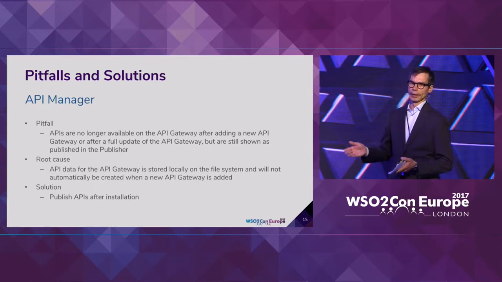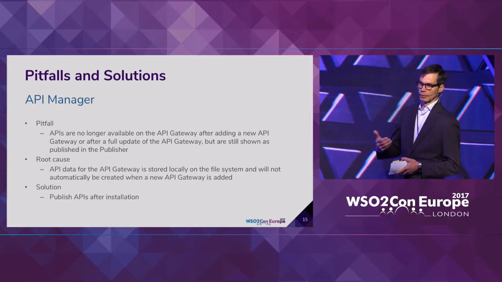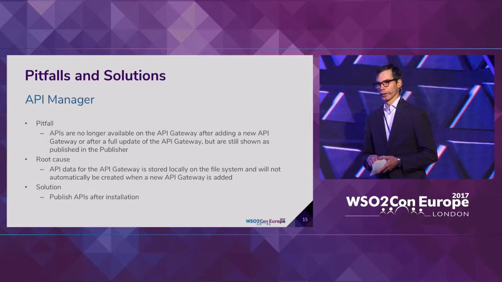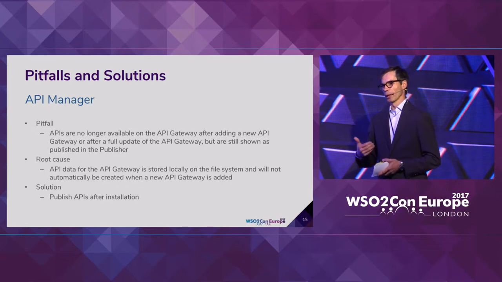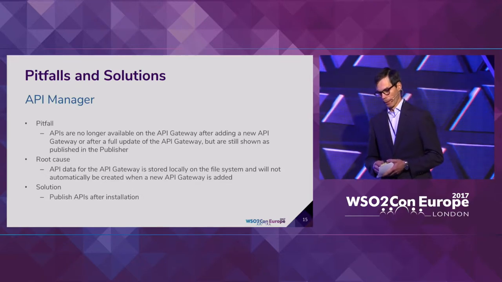Normally, you want to fan out horizontally. So you want to add one API gateway and another one if it's not enough. So what are you doing then? You will add, but even if these APIs are indicated in the publisher as published, they are not published. So you have to republish them again. It's also the same if you just update the API gateway, then you have to republish again.